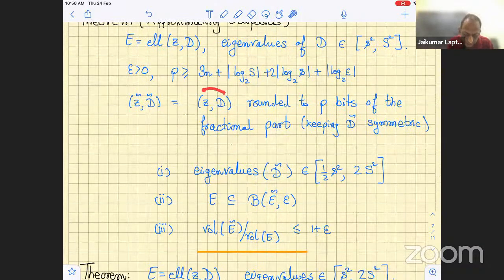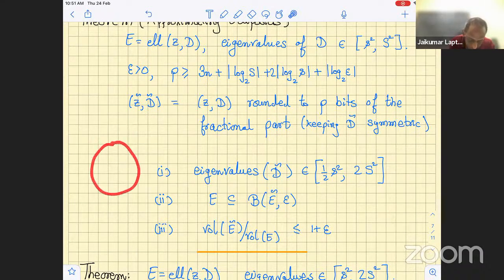Then, instead of working with the original ellipsoid, we will be working with this ellipsoid, given by the new approximate center and approximate positive definite matrix. It will turn out that if you did this, the new eigenvalues are not going to be too much different from the original eigenvalues of this matrix. The new ellipsoid that you construct might actually be bigger in some places than the original one. It might shoot out of your original ellipsoid.